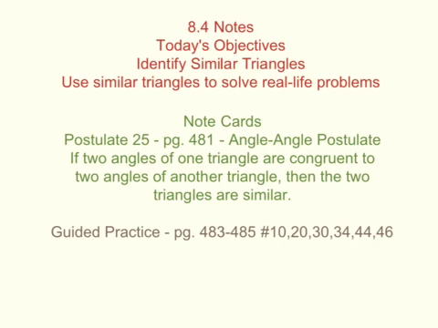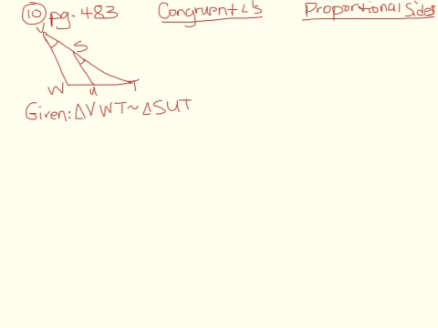The problems I'm going to be doing are on pages 483 to 485, numbers 10, 20, 30, 34, 44, and 46. Okay, number 10, we're given that triangle VWT is similar to triangle SUT, and they want us to list the congruent angles and the proportional sides. So I know that angle V is congruent to angle S. Those are marked for me.